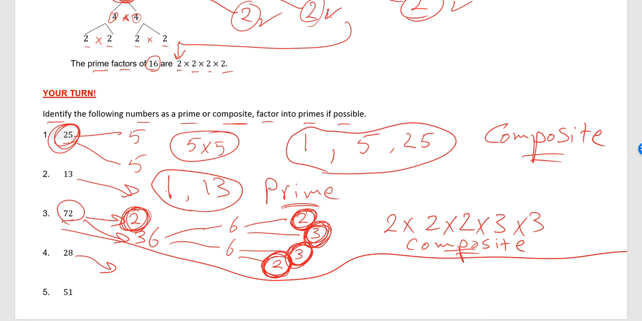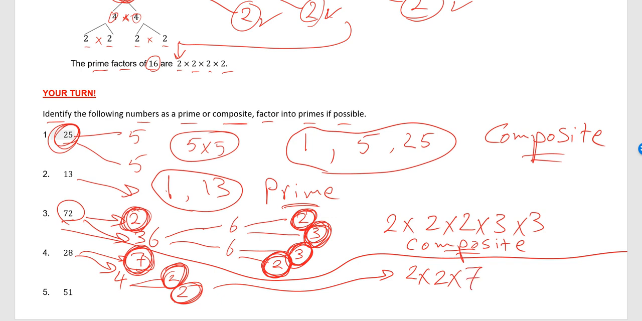Next, 28. So 28 breaks to 7 and 4. 7 is considered a prime factor. 7 is only divisible by 1 and itself, 7. So 7 is prime. 4 can be broken down to 2 and 2. Each of these is prime. So the prime factors for 28 are 2 times 2 times 7. And 28 is composite.